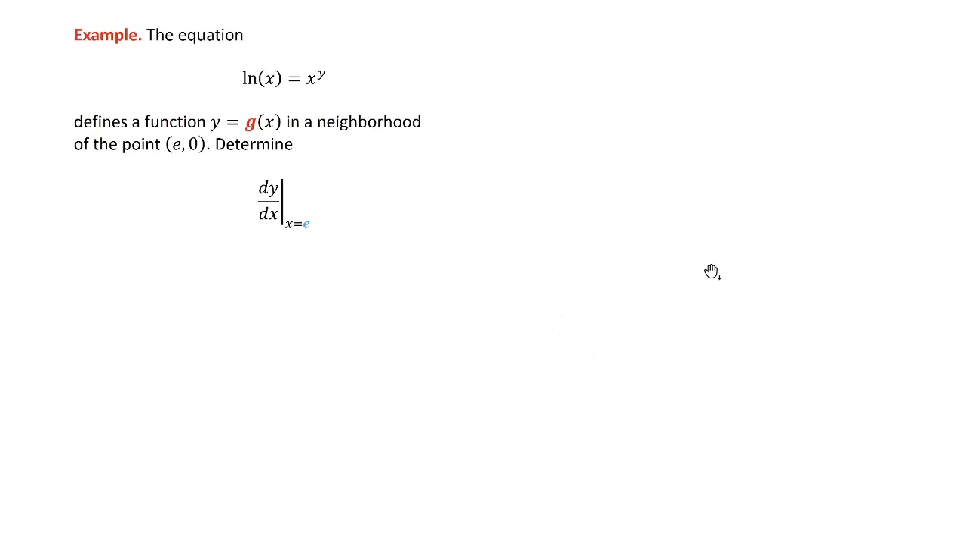Here's an implicit differentiation version of this. This is an algebraic equation that defines a function g of x implicitly in a neighborhood of the point (e, 0). Again, e is about 3. And I want the slope of the tangent line because I want a linear approximation for this function. So we'll proceed exactly how we did implicit differentiation, one step at a time. Give it a shot. If you get stuck, come back and check with me.